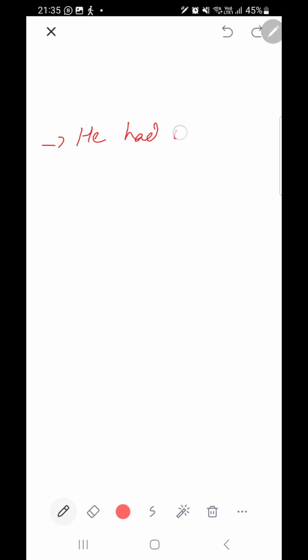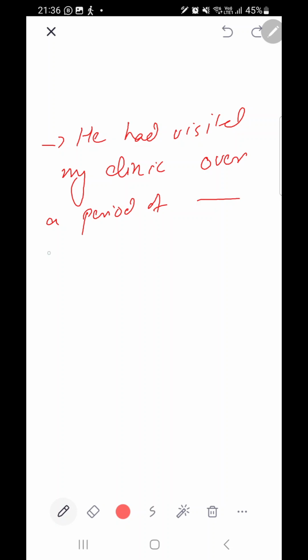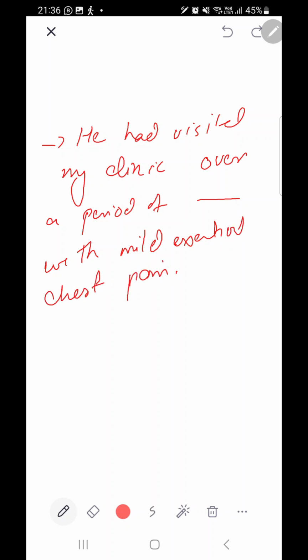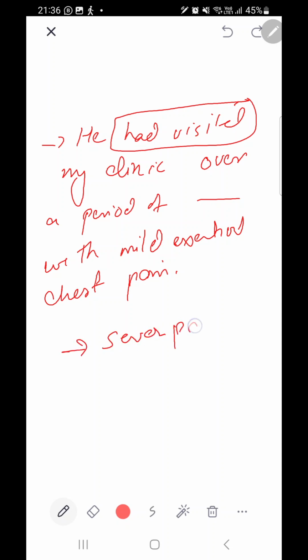he had visited my clinic, let's say, over a period of blah blah time with mild exertional chest pain. So now, for the same sentence and the same event, we have used the past perfect tense, had. Why? Because now currently he has fear pain in today's visit.